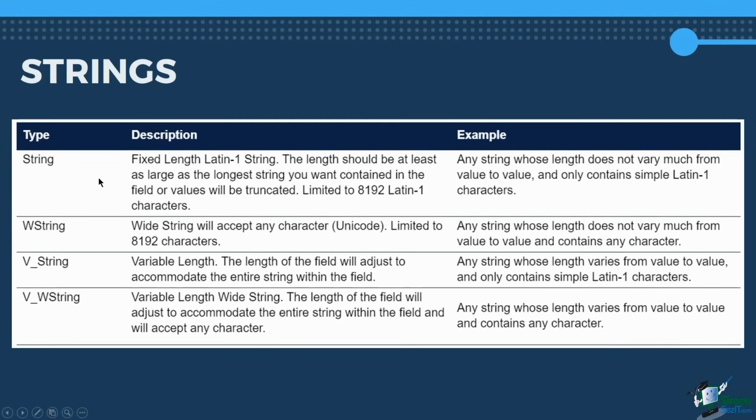v_string and v_w_string are both variable length, meaning that they can both adjust the length of the field to accommodate the entire string within the field. v_w_string will accept any character, including white space and Unicode characters. It's also a great catch-all field type if you are not sure of the format of your incoming data.